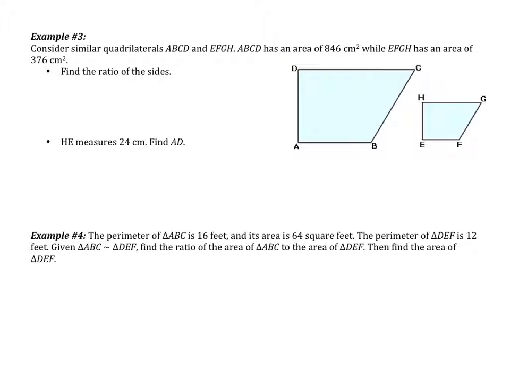All right, second part. Consider the similar quadrilaterals. They have the following area. Can you find the ratio of the sides? So they're telling you that the area of ABCD is 846 and the area of this one is 376. They want you to find, okay, when they say find the ratio of the sides, they're basically saying find A and B.